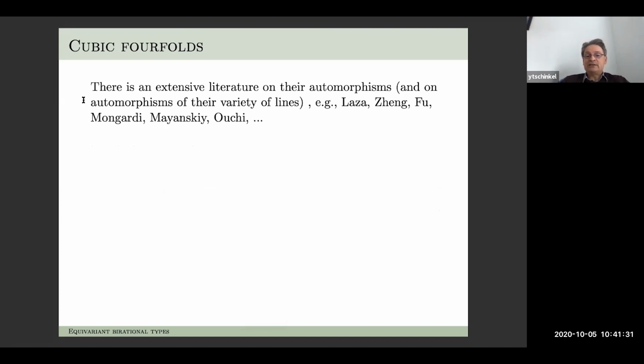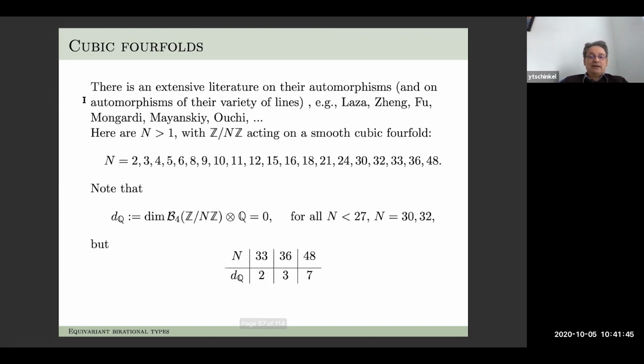So there's, of course, a very extensive literature on automorphisms of cubic fourfolds and on their varieties of lines. So I'm just citing Klada, Zheng, Fu, Mongardi, Mayansky, Auchi. There is a long paper by Mayansky with a classification of abelian actions on cubic fourfolds, and I consulted that paper extensively. So let's look at cyclic actions. These are the possible cyclic groups acting on cubic fourfolds.